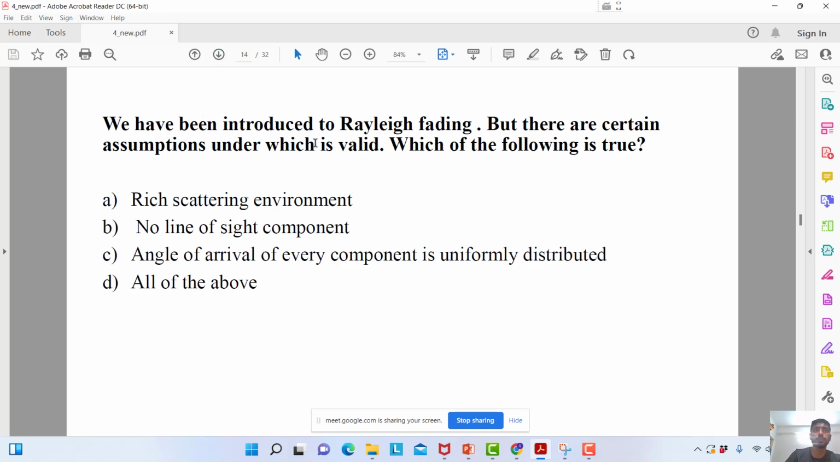Next question: we have been introduced to relay feeding, but there are certain assumptions under which it is valid. Which of the following is true? Let's read the statements and comment on which statement is true for relay feeding.